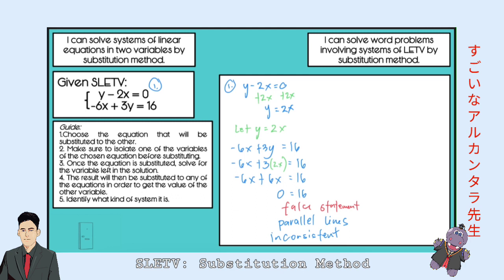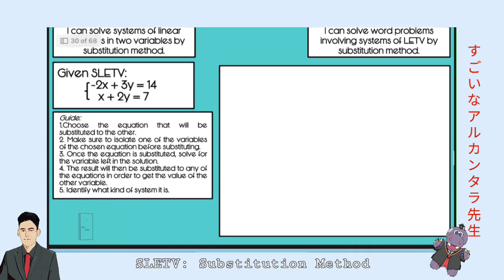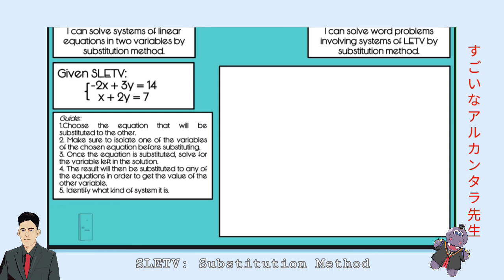It's inconsistent. Let's have another one. Negative 2x plus 3y is equal to 14, and we have x plus 2y is equal to 7. I will use the second equation this time around because I find the x there. It's the easiest one to manipulate.